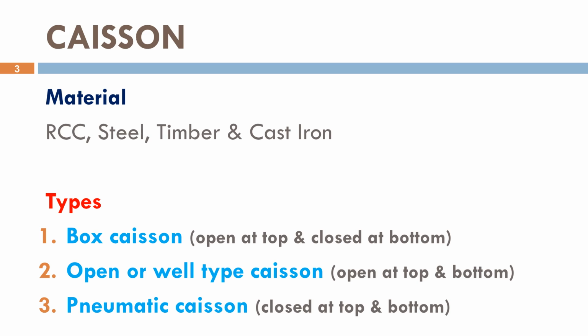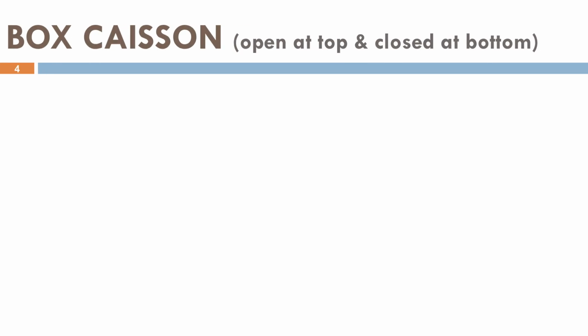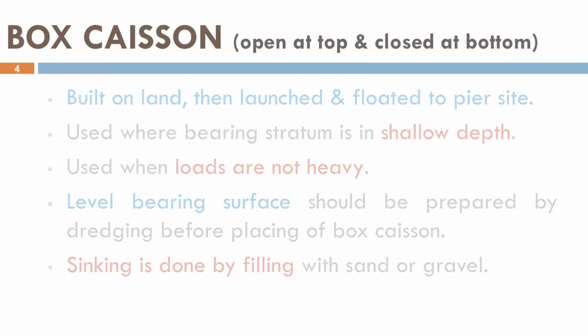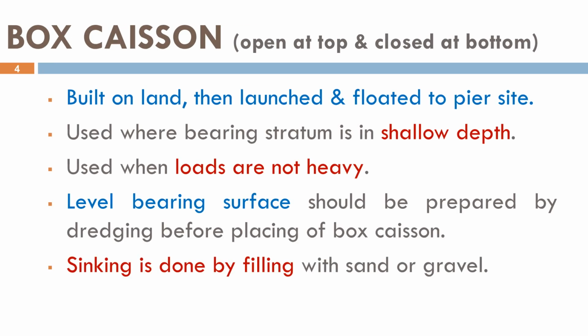Let us discuss each type individually. A box caisson is open at the top and closed at the bottom. It is usually constructed on land, floated to the construction site, and then lowered onto a prepared foundation bed. Before placing the caisson, the riverbed is leveled by dredging to create a stable bearing surface. The caisson is then sunk by filling it with sand, gravel, or concrete.